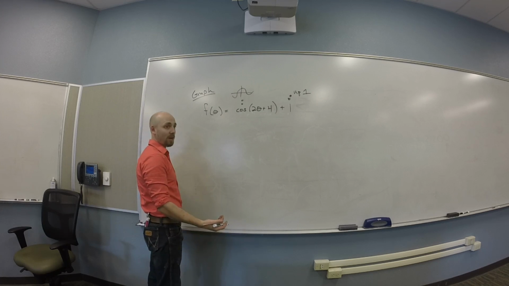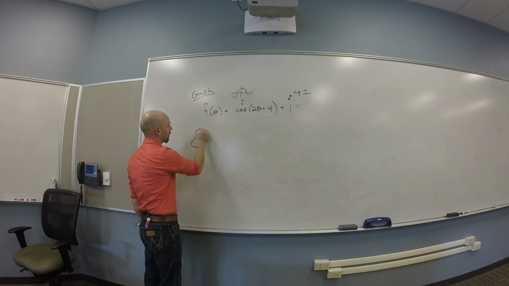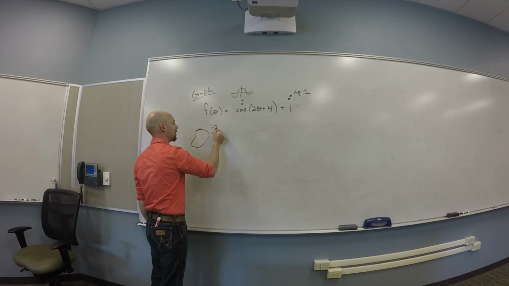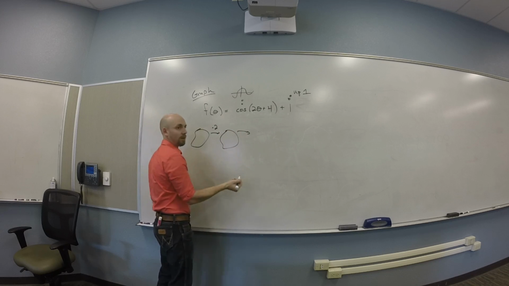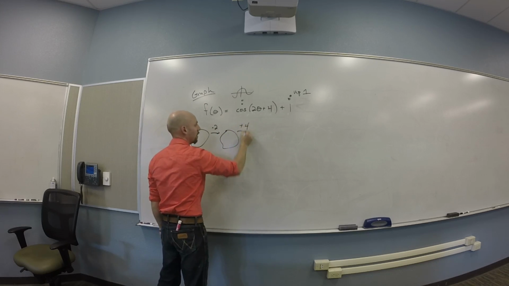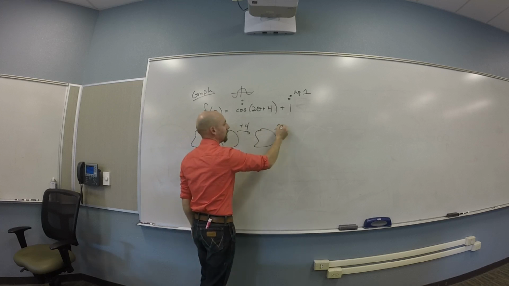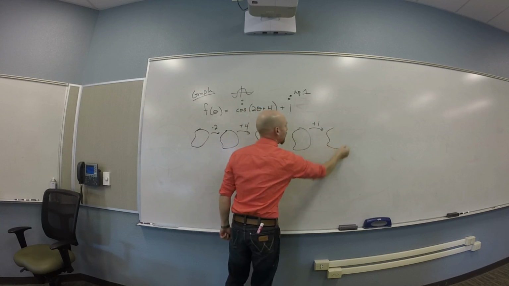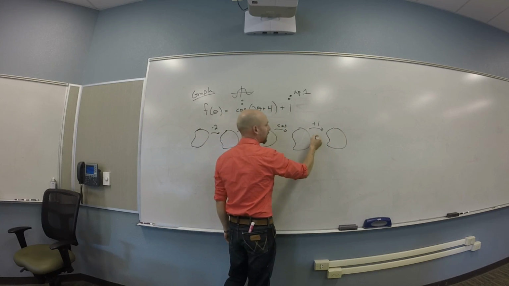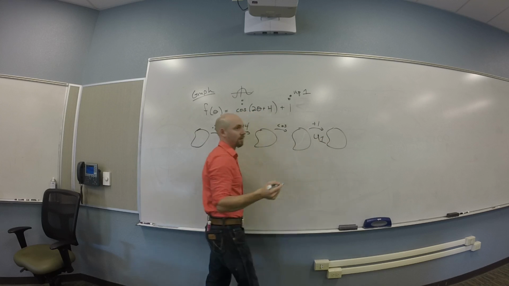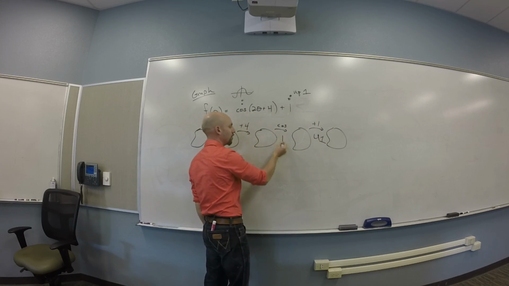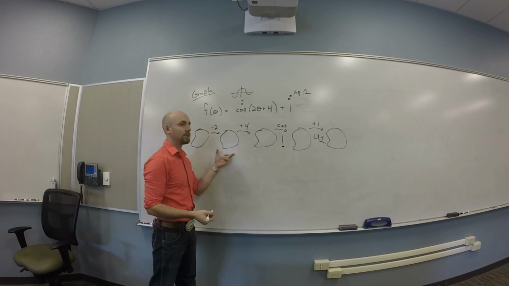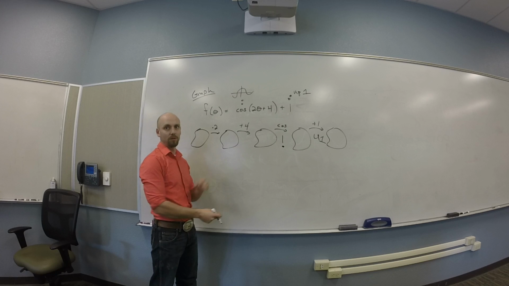If I was going to make a bubble diagram, what's your first step? Multiply by 2. Then add 4. Then you're going to cosine the thing. Then you're going to plus 1 it, right? So this guy here is up 1. This guy here is your cosine, your rule. And these two guys are your plus 4 and your multiply by 2.